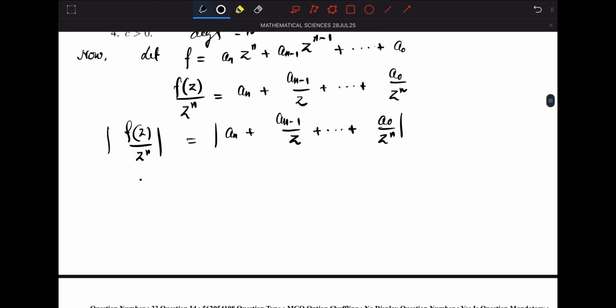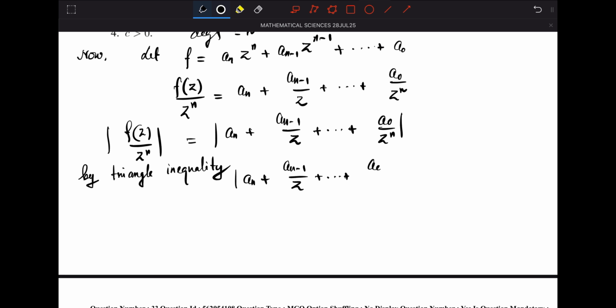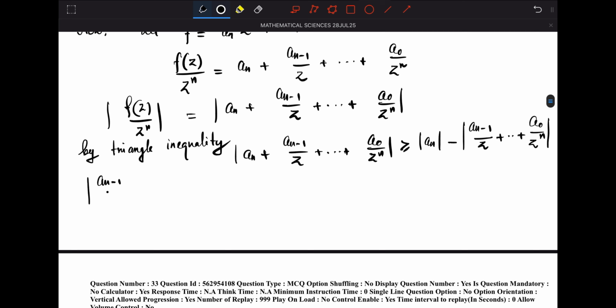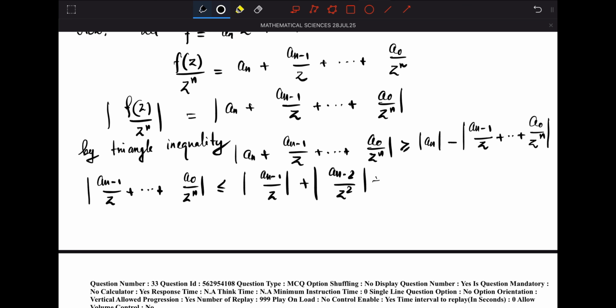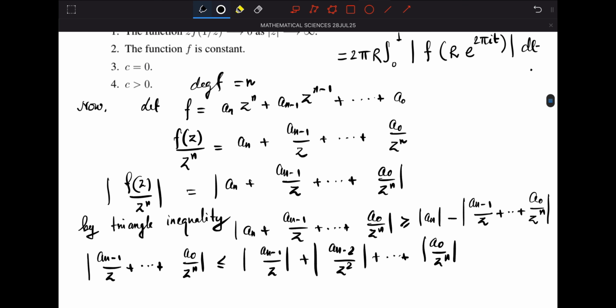Now by triangle inequality, we have mod of a_n plus a_{n-1} by z plus dot dot dot a_0 by z to the power n is greater than or equal to a_n minus the mod of a_{n-1} by z plus dot dot dot a_0 by z^n. And that is less than or equal to the summation of its mods, a_{n-1} by z, a_{n-2} by z square, dot dot dot a_0 by z^n. Now we want to check when z equals r times e to the power 2πit.